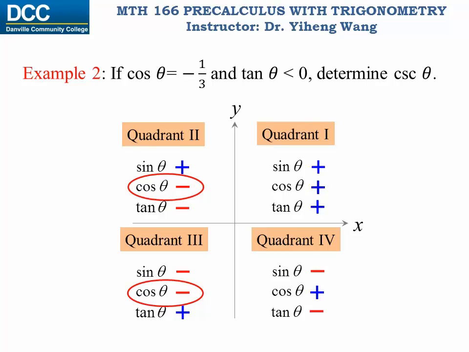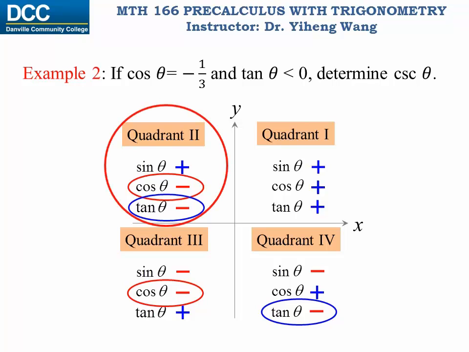But at the same time, we are given that tangent theta is also negative, and we know that tangent theta can only be negative in quadrant 2 and 4. Therefore, only in quadrant 2 can angle theta have both a negative cosine value and a negative tangent value. Therefore, theta must be in quadrant 2. And in quadrant 2, sine theta is positive. Cosecant theta is the reciprocal of sine theta, therefore it has the same positive sign.